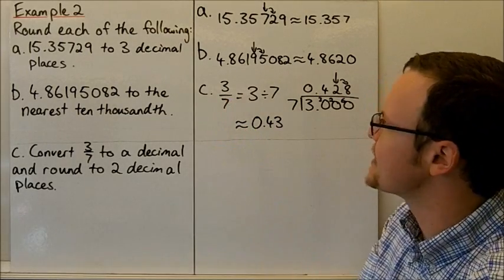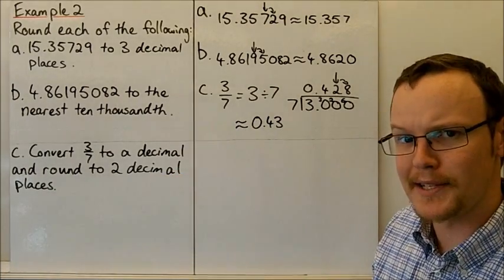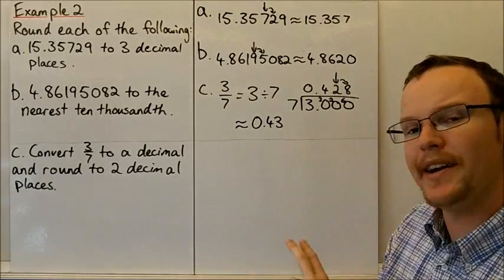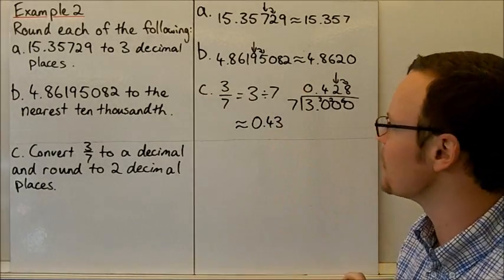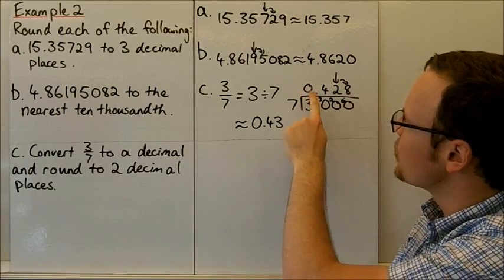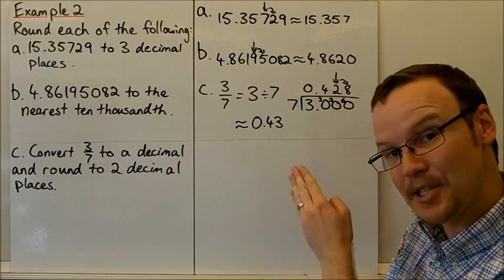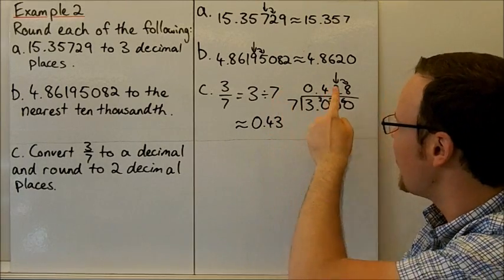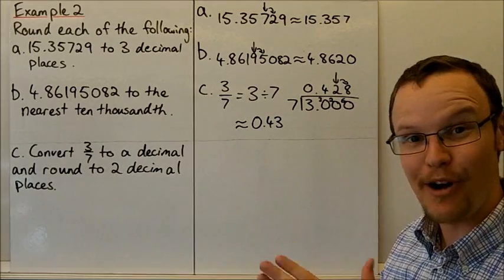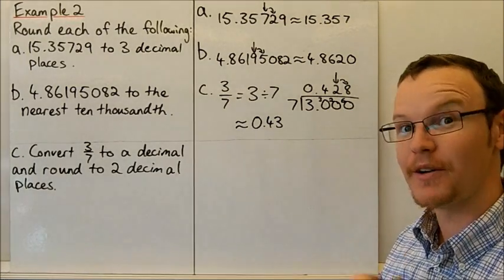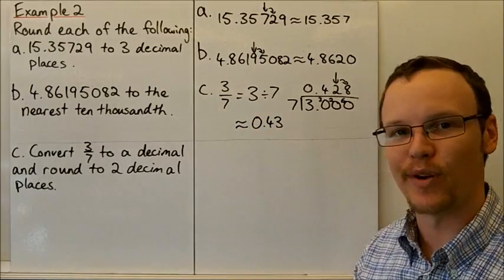Lastly, 3/7, 3 divided by 7. We only need to round to 2 decimal places. So we're only going to need to find 2 decimal places plus the third one, the one to the right, to see whether we need to round up or down. So here we go, 0.42. That's the number we need to either keep as a 2 or round up to a 3. If we work out the next decimal place, which is an 8, we know because it's 5 or above, we need to round up. So the approximate answer for that is 0.43.